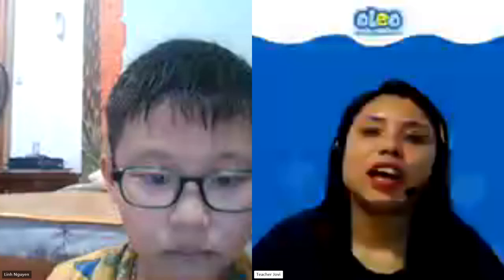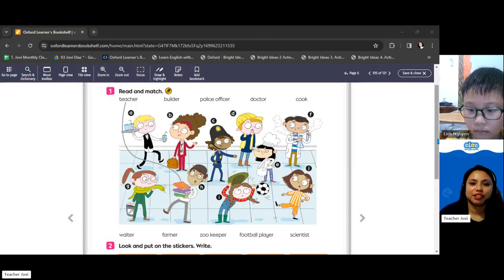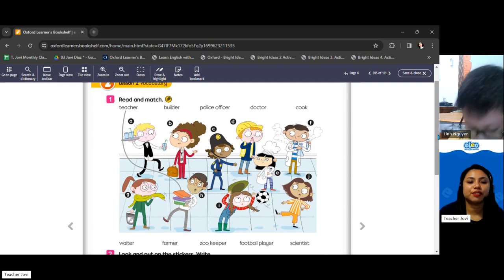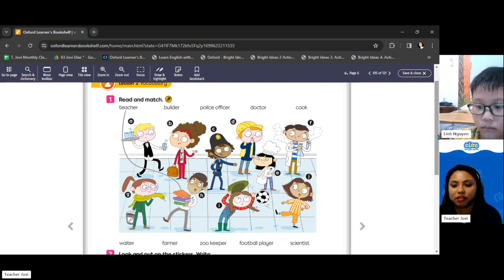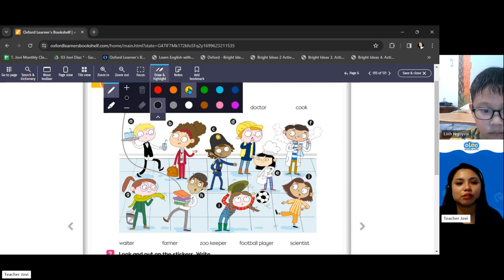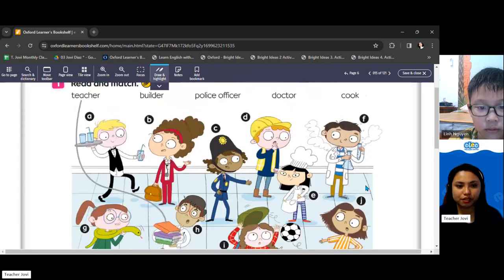Ta-da! Can you see it, George? Yes. Okay, so we are going to read and match, okay? For example, let's start with the word teacher. Teacher here is what letter, George? H. All right, teacher is letter H.